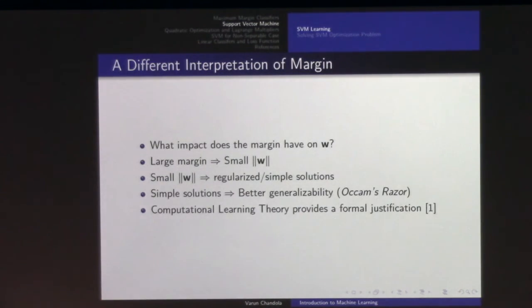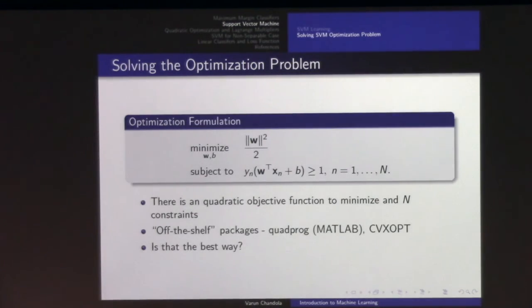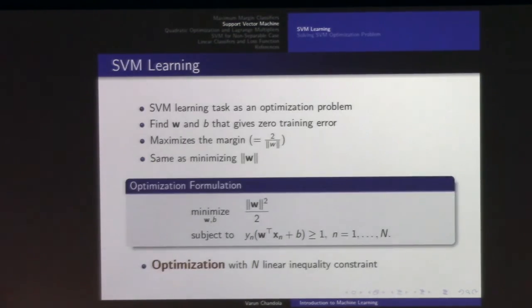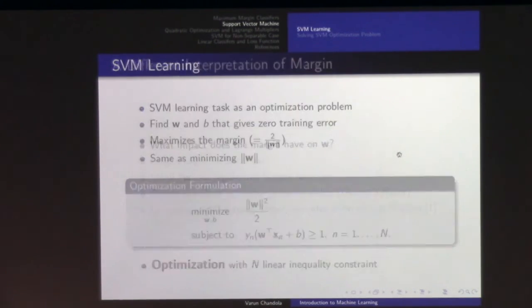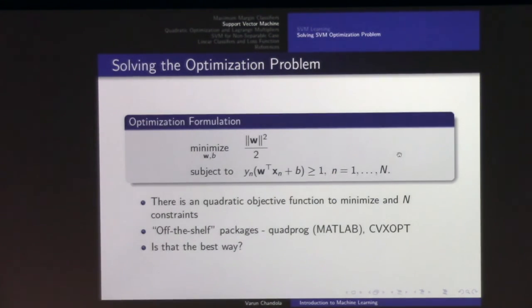So I've shown you what a support vector machine is, and we know its prediction rule. And you can use these programs to optimize for this. But it turns out that this is not the best way for support vector machines, and there are several reasons. One of the reasons is that there are too many constraints here, the n constraints, and they grow with your data.